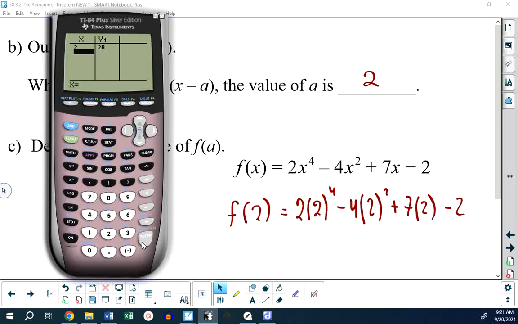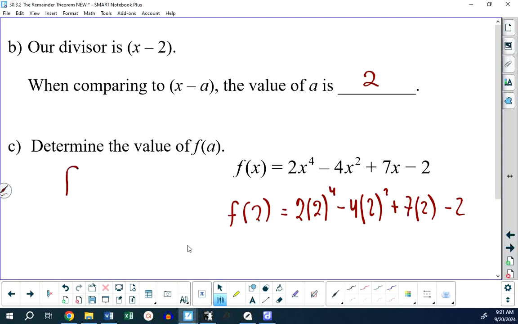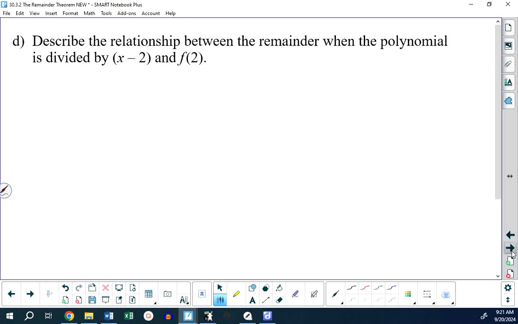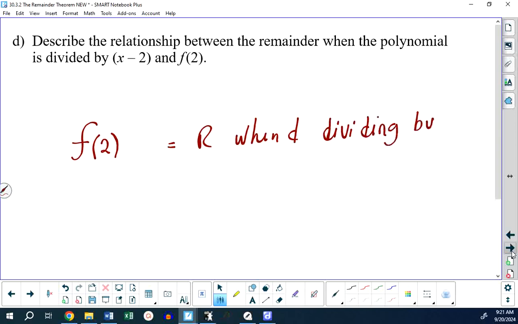Noah, you get that? You're recognizing the number 28, I think. It's the remainder. So what do you get? You get f of 2 equals 28. Do you notice something about the relationship between the remainder when you divide by x minus 2 and f of 2? You learn that f of 2 equals the remainder when dividing by x minus 2. This is the remainder theorem.